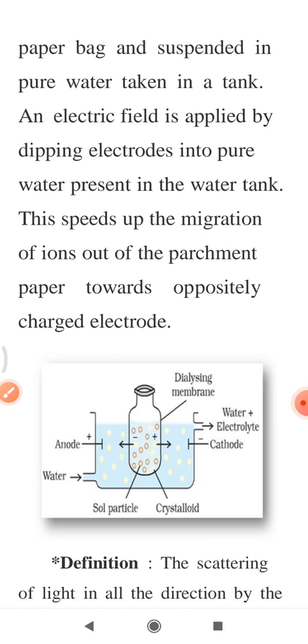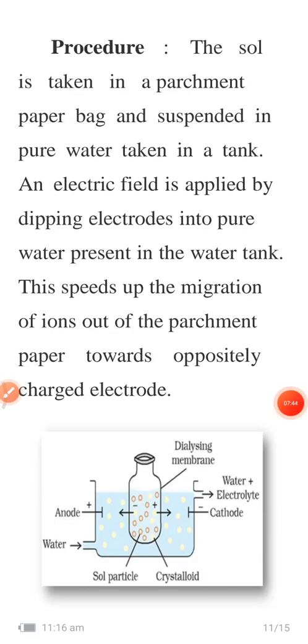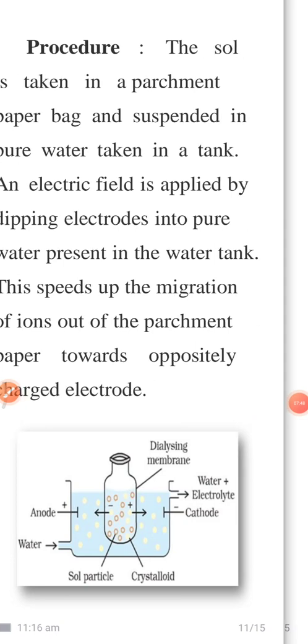charged electrodes. So here, as you can see, we can take the colloidal solution or the salt in a parchment paper, and we can take 2 electrodes. One is the anode, that is nothing but positively charged, towards the oppositely charged electrode.